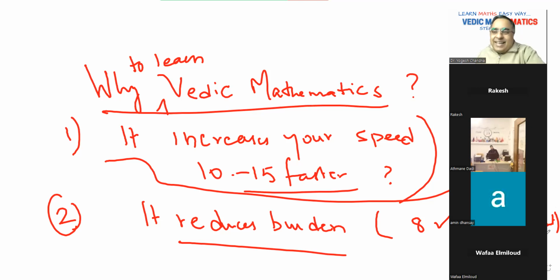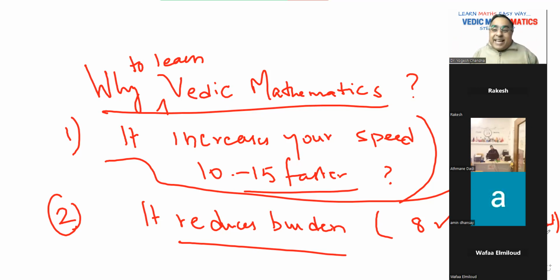Wafa? Rakesh? Amin? If you don't have to remember tables, then the burden would be reduced or not? I remember all the tables of multiplication, sir. You remember? So how much time do you need to write a table of 89? Just now you said you remember all tables. I know the tables of 1 to 10. Just now you said, I know all the tables.